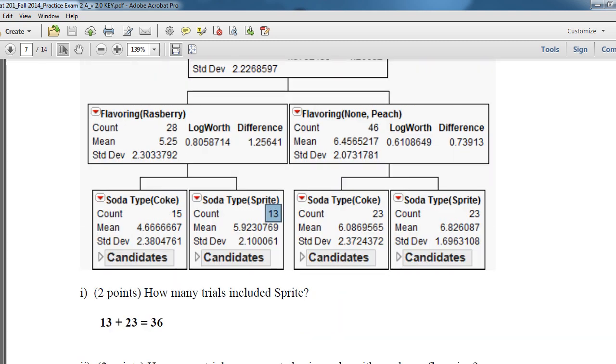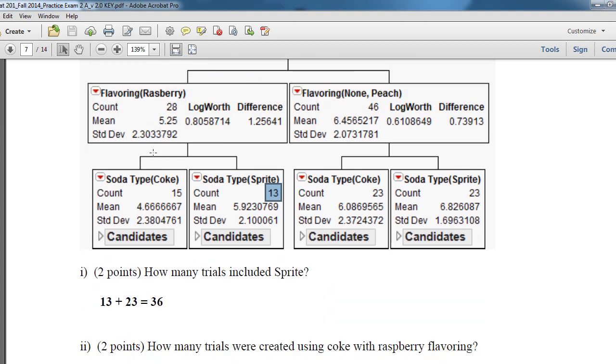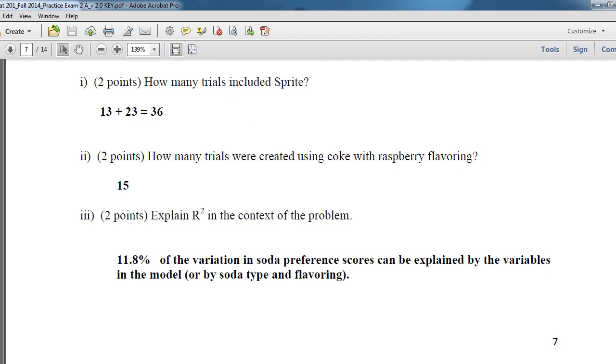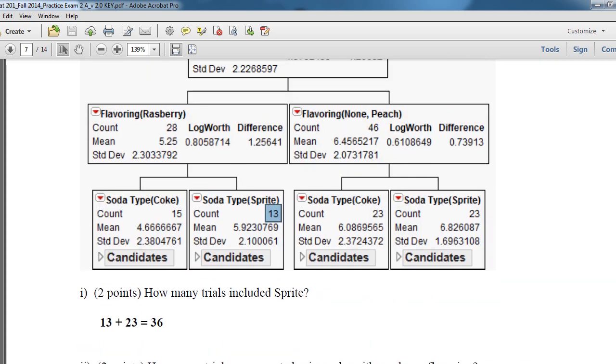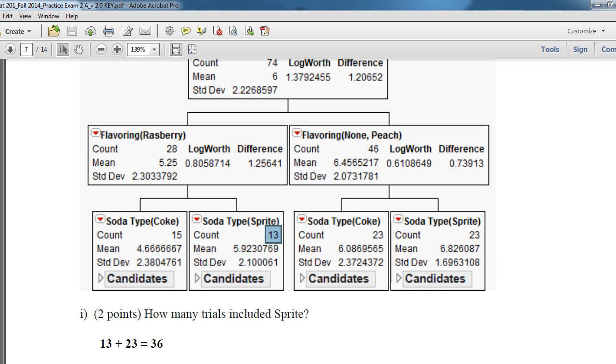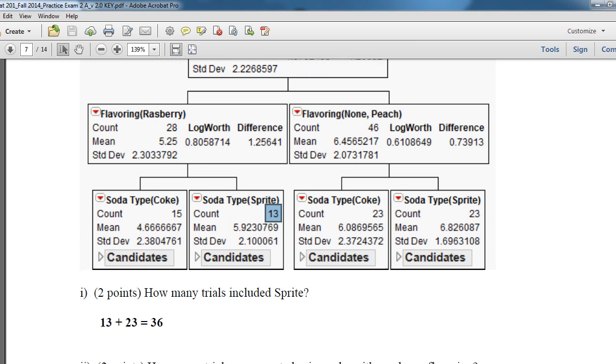How many trials were created using Coke with raspberry flavoring? This is a nice and easy one right here. Coke with raspberry is as simple as following the left side right here. We see raspberry Coke, and that was the least favorite, as we said. And then I believe we have the R squared. R squared is blank percent of the variation in Y that can be explained by the tree, and the tree is basically the type of soda someone had and the absence or presence of flavoring.